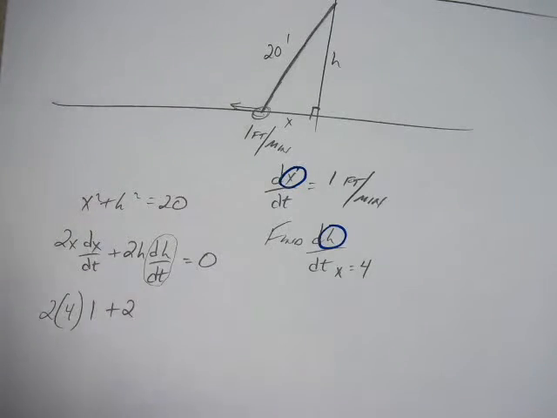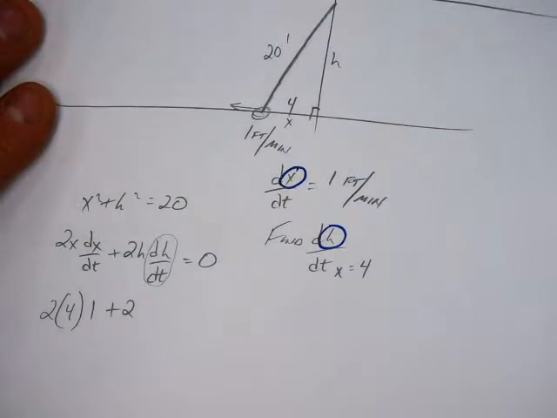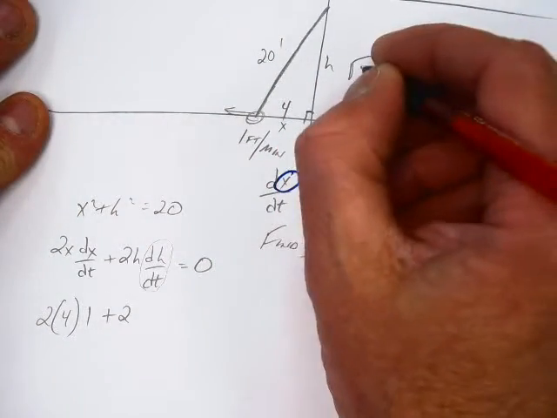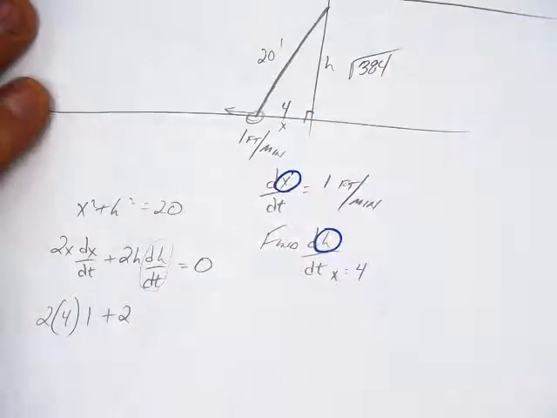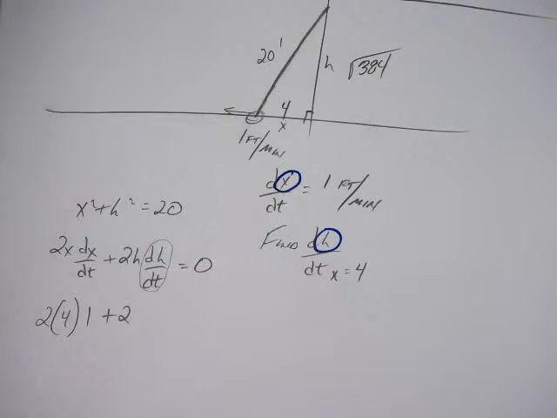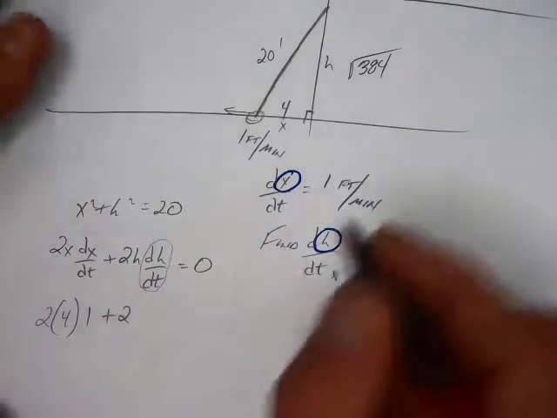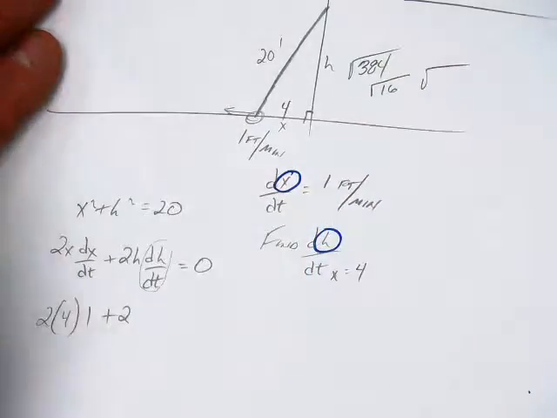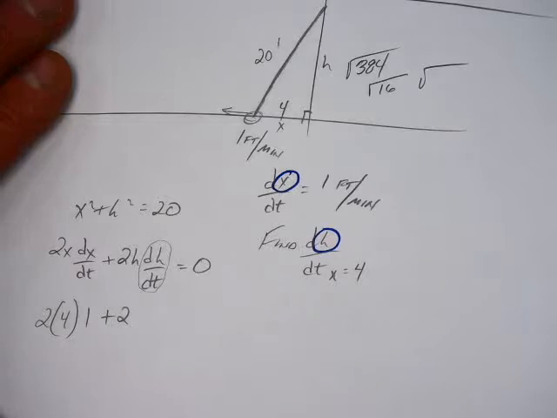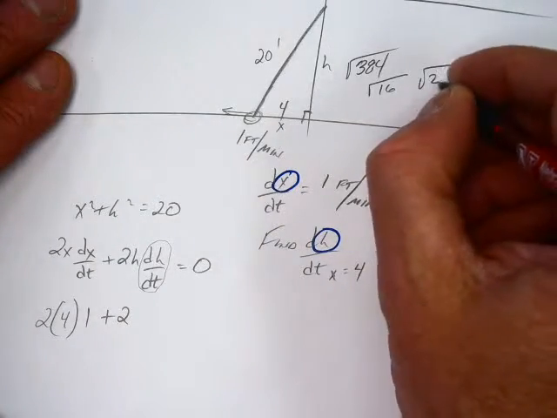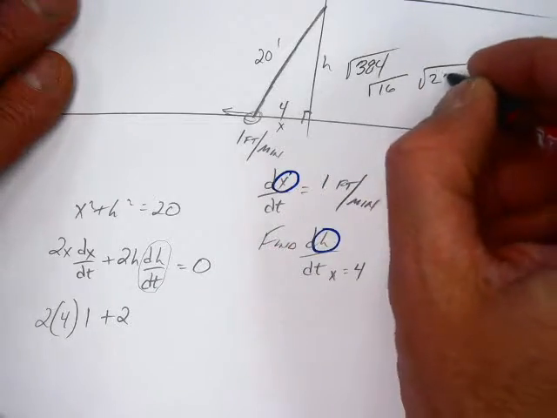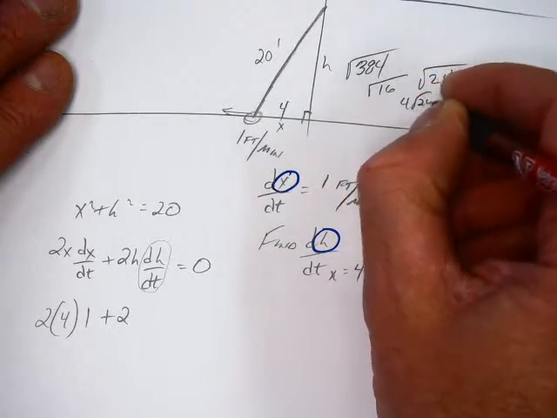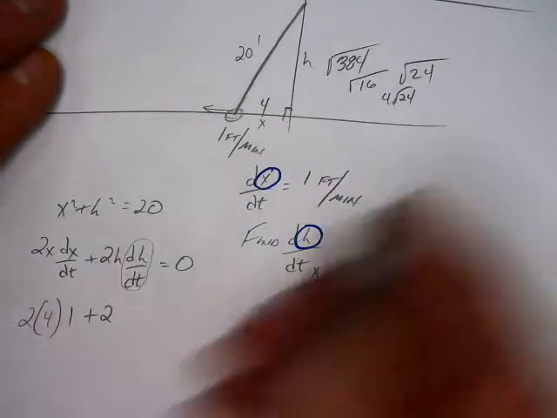Exactly. Now I can evaluate this specific situation. If this is 4, okay, then h is going to be the square root of 384. Just 20 squared minus 16, square root of 384. I think I can simplify that quite a bit. I don't have my calculator with me, so I'm going to ask you guys for help. How many times is 16 going into 384? 1, 2, 20, 16, 24, I got it. Okay, so 4 squared times 24. That's not fully simplified, so let's keep going.